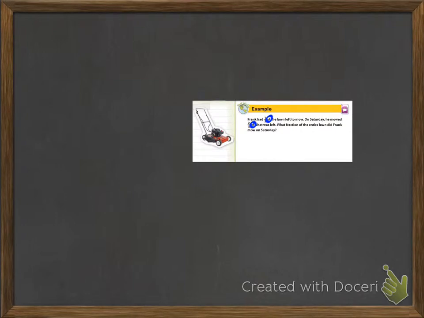Now, the good thing with multiplying is that it doesn't matter the order in which you write your numbers, because you can multiply in any order and still get the same answer. That's called the commutative property of multiplication. But we always want to still try to set the problem up properly, because it'll help when we get into our division. So what Frank did is he had 1/2 of the lawn left over to mow. So he had 1/2 of, there's your 1/2 of 2/3.